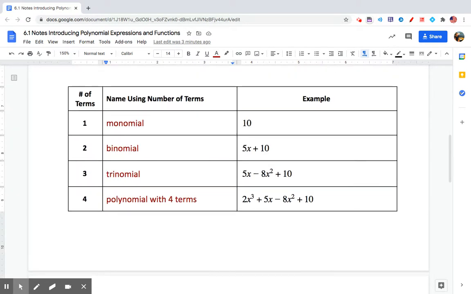So then we look at naming polynomials by the number of terms that it has. A monomial has one term. This linear polynomial, we can classify it as a linear binomial because it has two terms. 3 terms would be a trinomial. This one is a quadratic trinomial. And a polynomial with 4 terms, we don't give it a name other than 4 terms, 5 terms, etc.